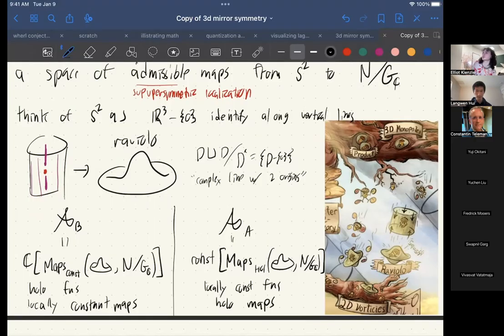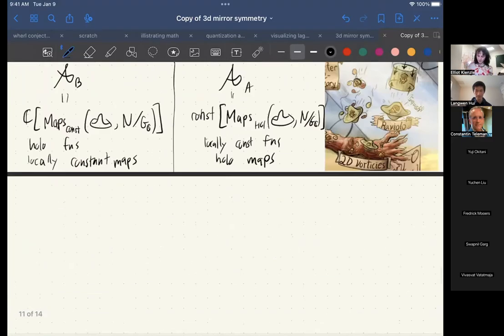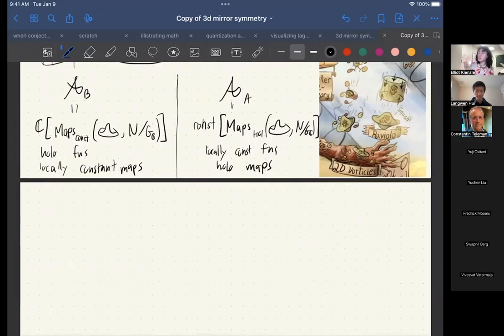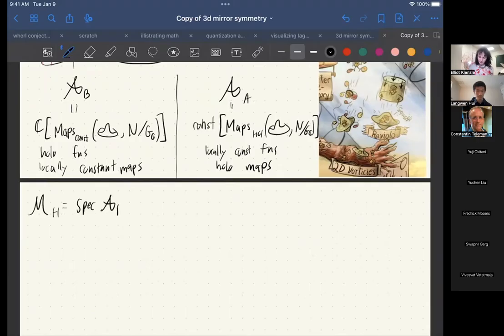10 minutes, I can do this. Okay, so let's talk about, again, the B side first, because it's always easiest. The Higgs branch is the spectrum of this B-side algebra, which, I just told you, is the space of holomorphic functions. So the spectrum of this is just going to be the underlying space. It's just going to be the maps that are locally constant from the raviolo to the stacky quotient.